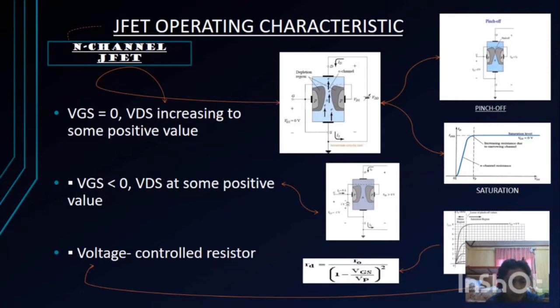Okay, for an N channel JFET, VGS may never be positive because VGS is a reverse bias input. In VGS equal to 0, where VDS is increasing to some positive value, the depletion region produces a potential gradient with a variation of thickness around the N channel and P channel. Both of these will oppose the current flow through the channel by reducing the channel width and increasing the channel resistance.